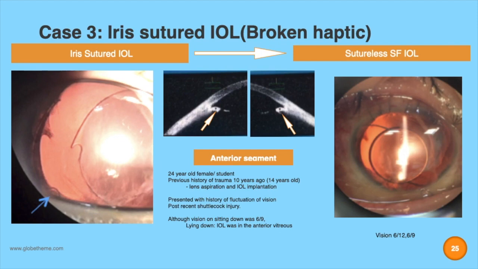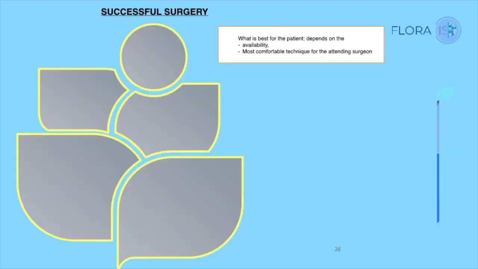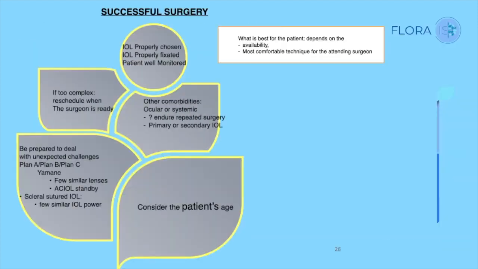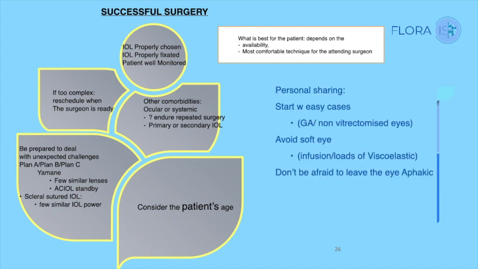Again, we did anterior segment OCT, which showed the presence of the PMMA haptic within the iris tissue. She was planned for early surgery within a few days. But just before the surgery, the IOL eventually dropped down into the vitreous cavity. We performed vitrectomy followed by explantation of the IOL. Sutureless scleral fixated IOL was implanted using the Yamane technique. Her vision post-op was back to 6/12.